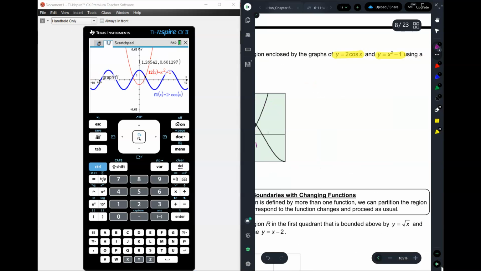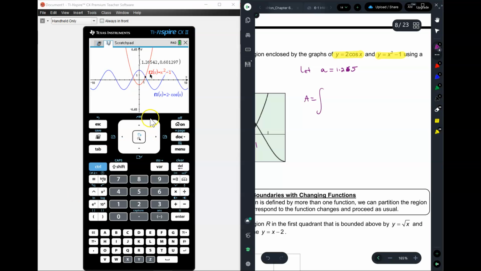So what I'm going to do is pick a variable, A. Let A equal 1.265. Then, what is the area integral going to be? Well, it's going to be the integral.